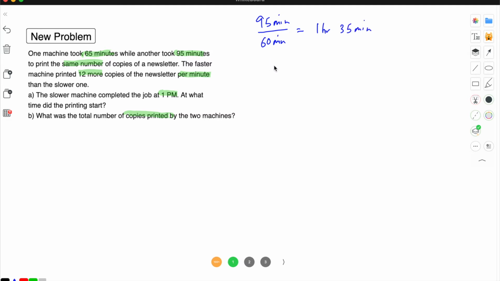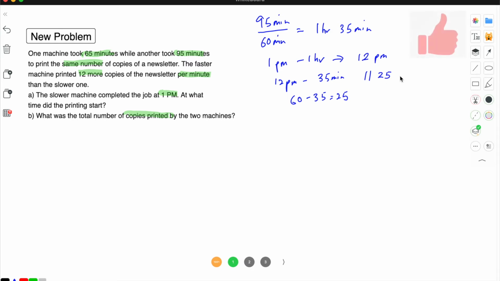Since the printing completed at 1 p.m., we have to take 1 p.m. minus 1 hour. That means that will be 12 p.m. Then from 12 p.m. we have to minus off 35 minutes. So it will be at 11 something. So what is that something? We have to take 60 minus 35. This will give us 25. So coming back to this, it means that the printing started at 11:25. So that's the answer for part A. Quite straightforward.